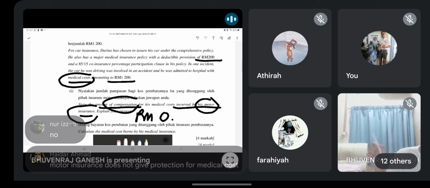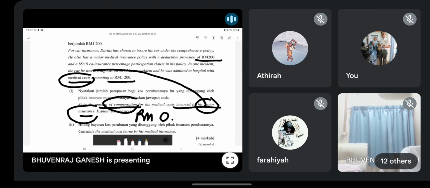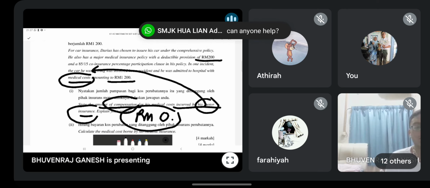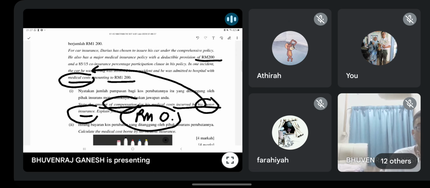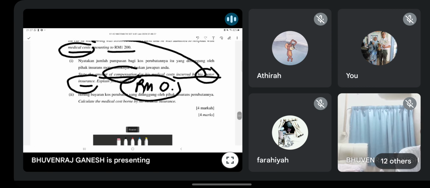Yes, very good. Motor insurance actually does not give protection for the medical cost. Kamu kena ingat. Okay, insurance motor ni dia tak cover untuk kos perubatan. Dia totally dua benda berbeza. Itu sebab compensation RM0 lah. Maksudnya pihak insurance tak beri apa-apa duit kepada pemegang policy. No money given from the insurance company to policy holder. Okay guys, clear? So ini adalah fakta lah.